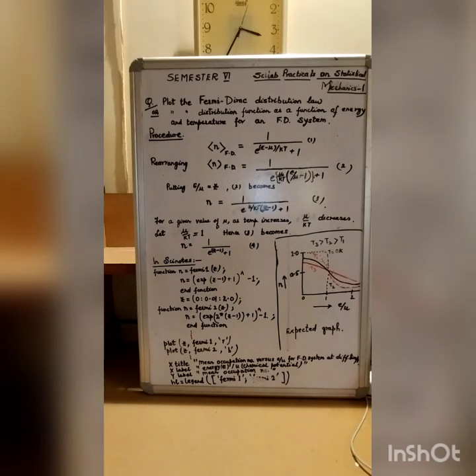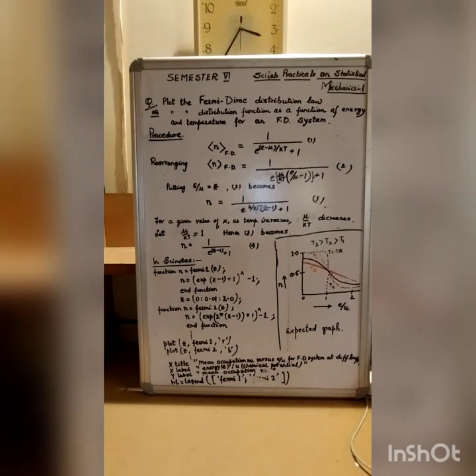So the question for today is: plot the Fermi-Dirac distribution law, or if I can reword it, plot the distribution function as a function of energy and temperature for an FD system. Now, FD system stands for Fermi-Dirac system. That means a system which governs the behavior of fermions.